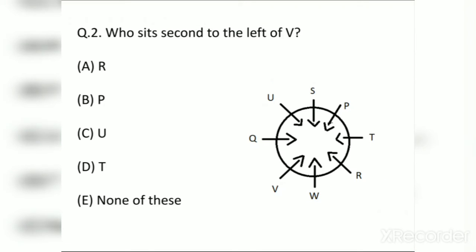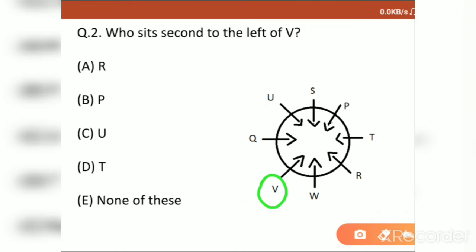Who sits second to the left of V? Where is V? Second to the left. As it is towards the center, the left side will be the clockwise direction. Second to the left, first place, second place. Who is sitting? U. The answer will be C.